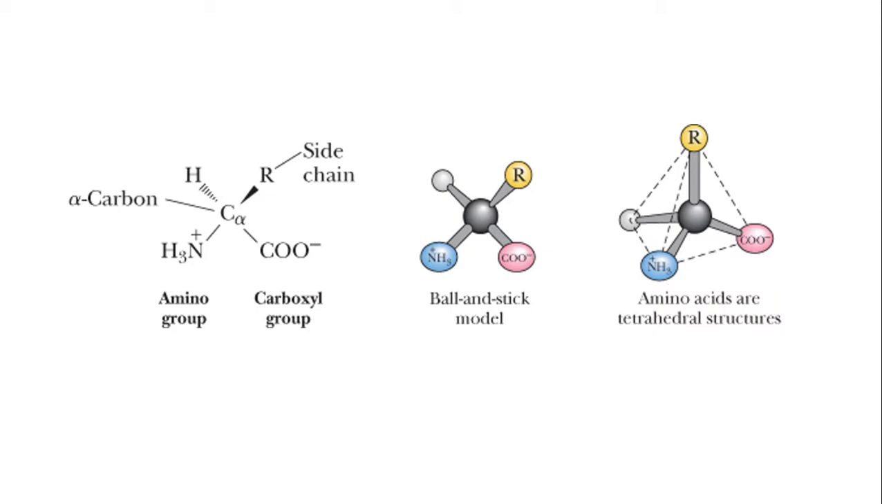So let's start by taking a look at a general or typical amino acid. Every amino acid has an alpha carbon. And at physiological pH, the amino group is protonated and the carboxyl group is deprotonated. When I say physiological pH, I mean a pH of 7.4. So physiological pH is a little bit basic, not 7.